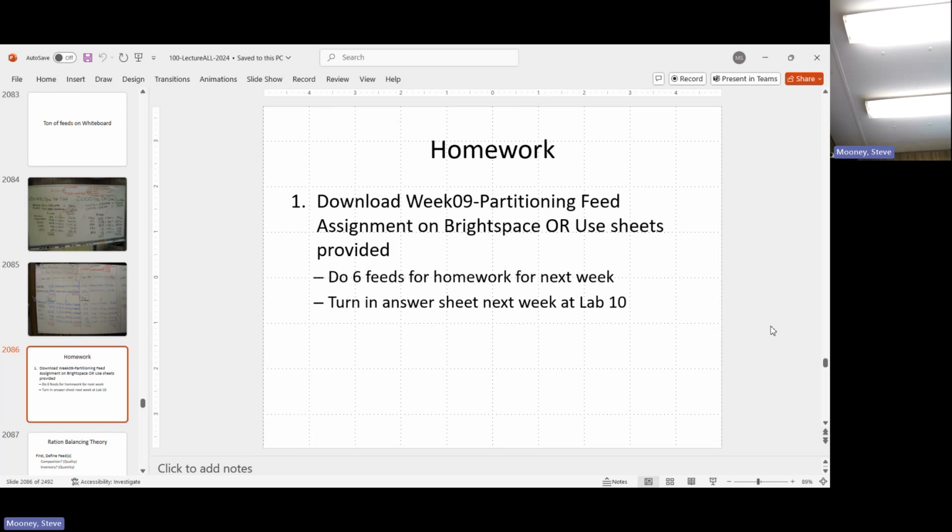So first one is 2,000 pounds of hay. How many pounds of each of the components? 2,000 pounds of corn silage, just like we did in class here. So that's kind of review. Then we got 500 pounds of haylage, a ton of heifer grain, 220 pounds of TMR, and 100 pounds of soybean meal.